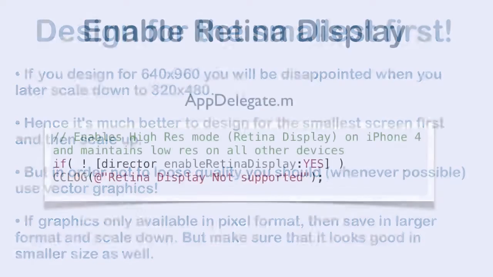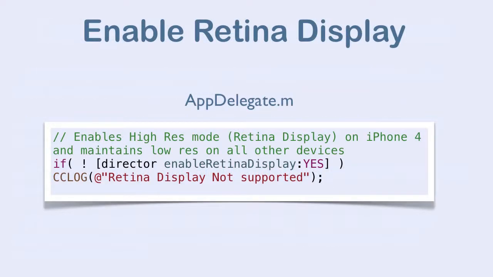How do we enable Retina support in our code? If you go to AppDelegate, you will find the following lines, where these 2 lines are commented out, and you'll have to uncomment them. Then this line, director enable Retina display yes, will do its magic. And that is actually all you have to do in Cocos2D.